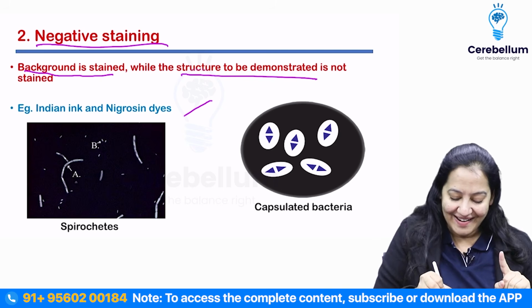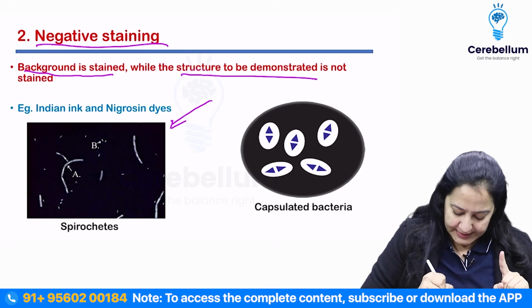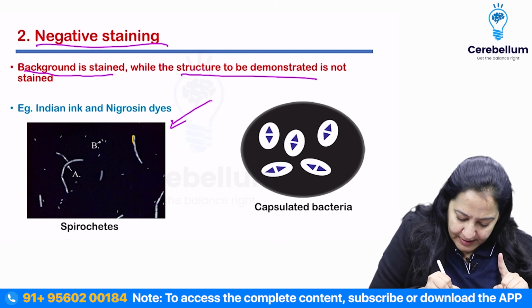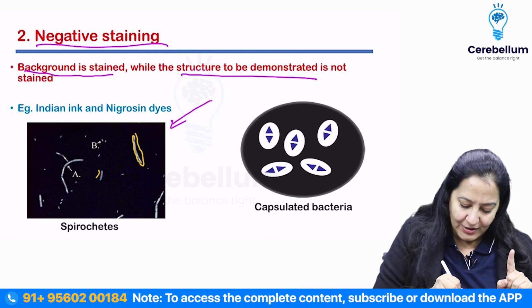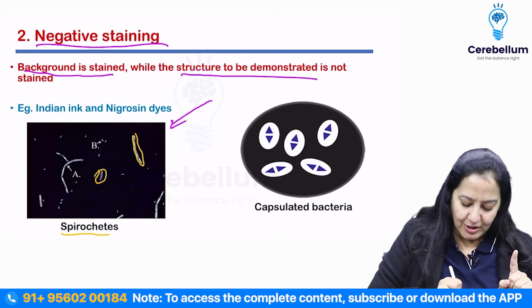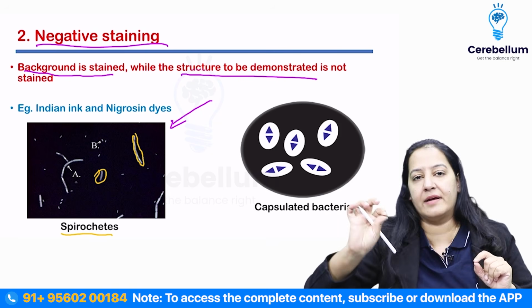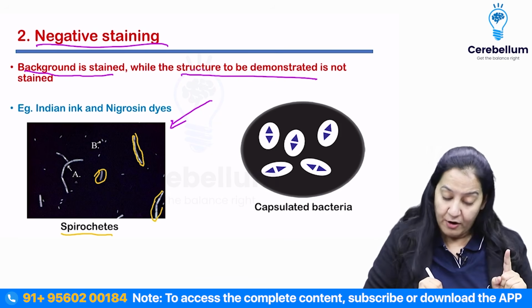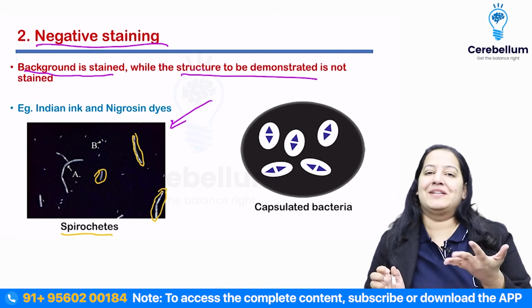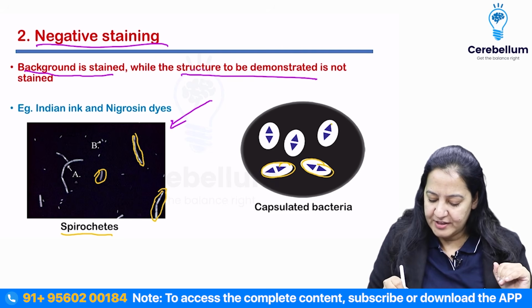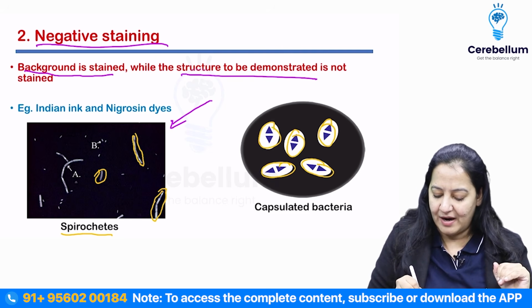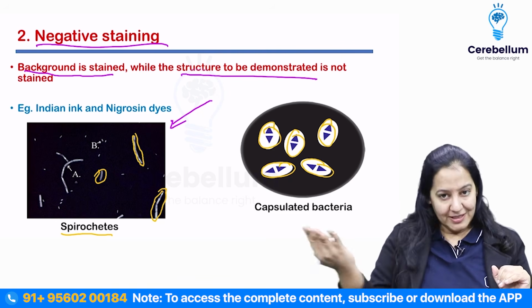So can you see here? Here you can see this is the bacteria. It is not stained. You can see the background is stained. It is a spirochete, the thread-like bacteria, the thin bacteria. They are not stained. They are white. They are transparent. But the background is black. In the same way, you can see this is a capsulated bacteria. You can see the diplococci, the capsulated bacteria. It is not stained, it is transparent, but the background is stained.